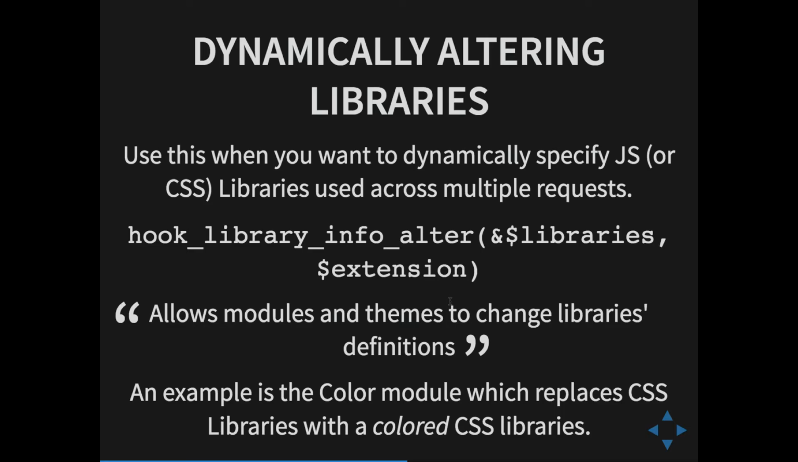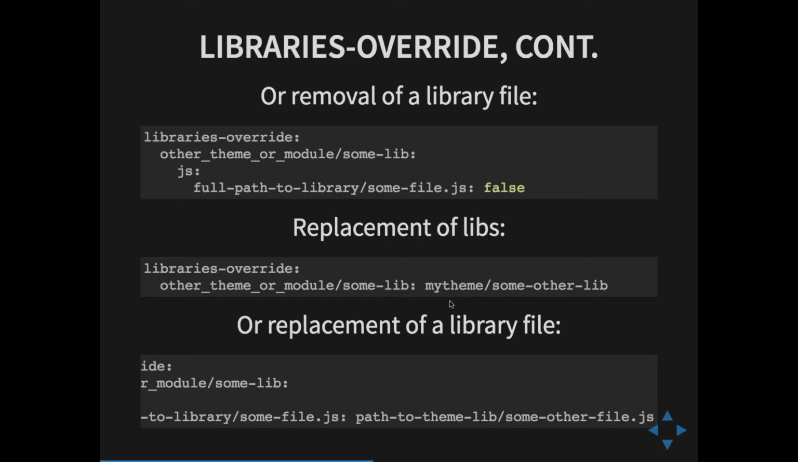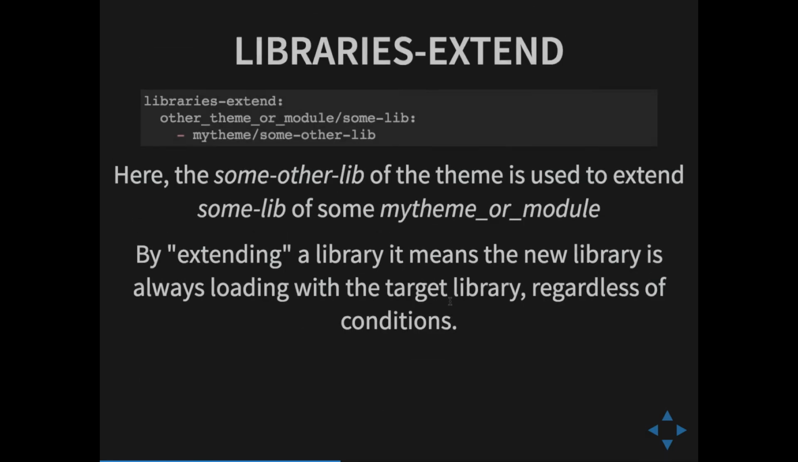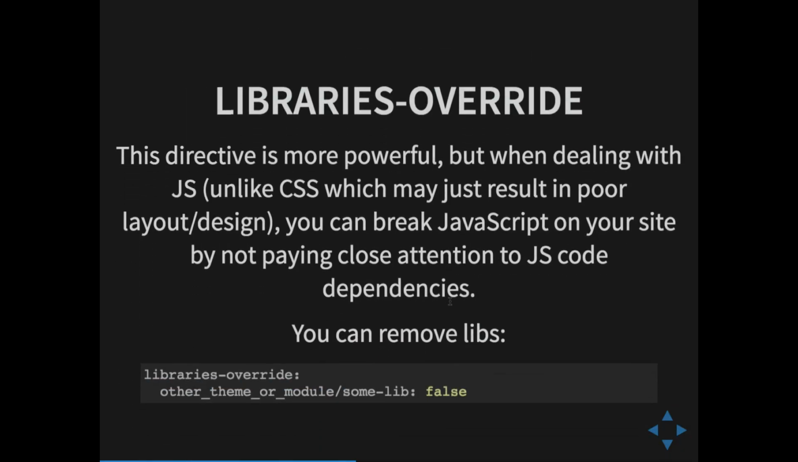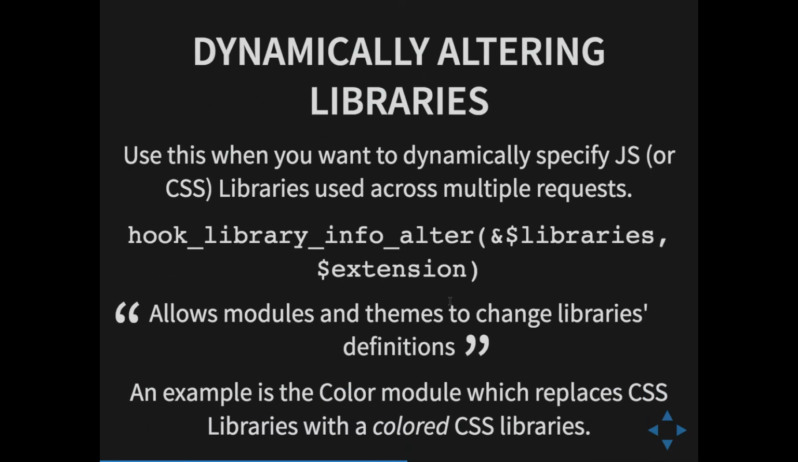Yes. Do library overrides go in your project.libraries.yaml or theme.info.yaml? Or does it matter? Which YAML file would you put libraries override into? That would go in your theme info or your module info YAML file. I knew I had it in there.